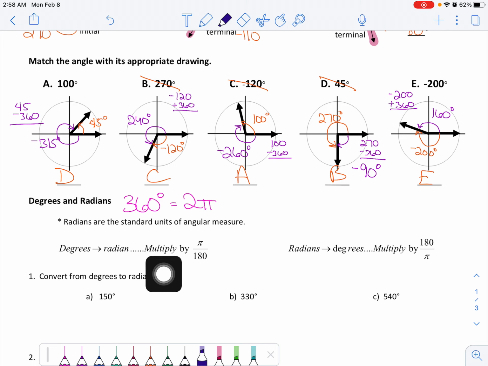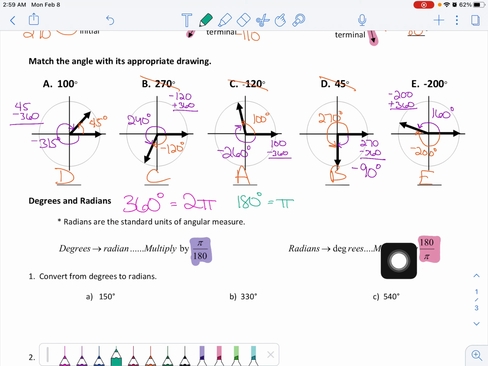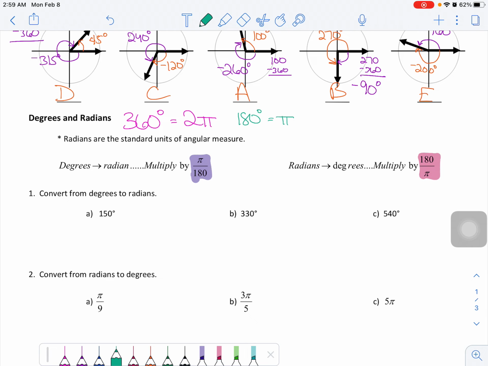If you have degrees and you want to convert to radians, you are going to multiply by pi over 180. If you have radians and you want to convert to degrees, multiply by 180 over pi. Now, how did we get those? Well, if we take 360 equals 2 pi and we divide both sides by 2, we end up knowing that 180 degrees is equal to pi. And so we use that conversion as their equivalent. So multiplying by pi over 180 or 180 over pi is the exact same thing as multiplying by 1. So that's the idea behind the conversions.